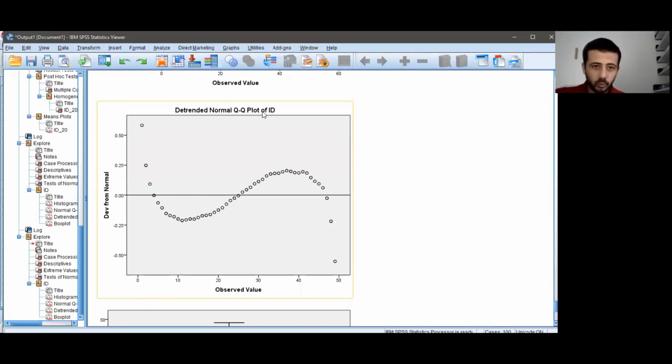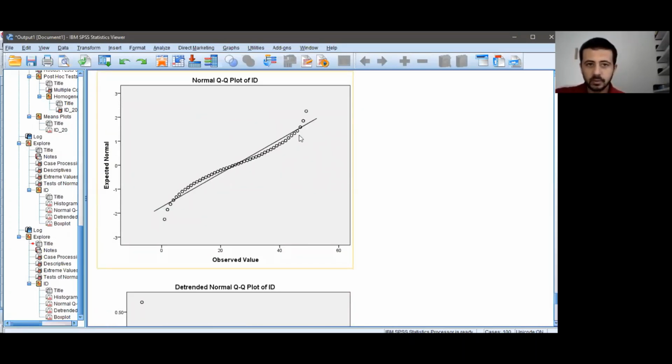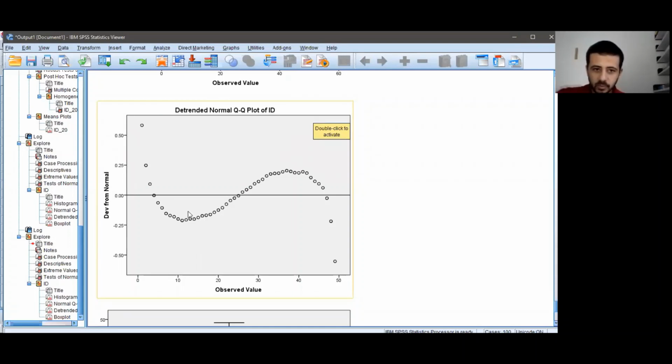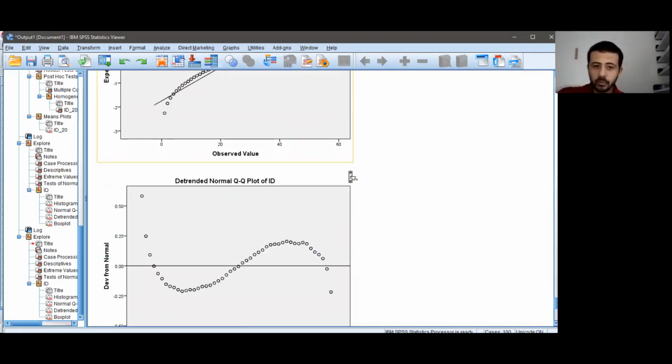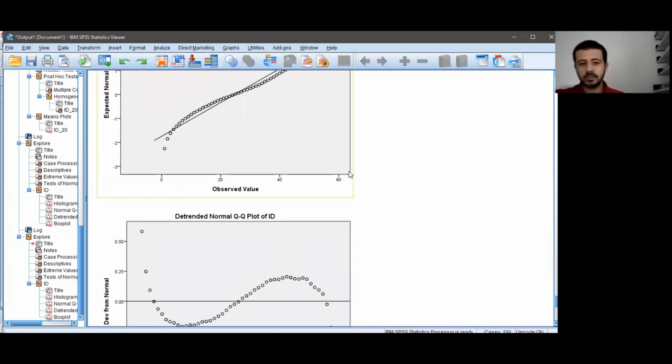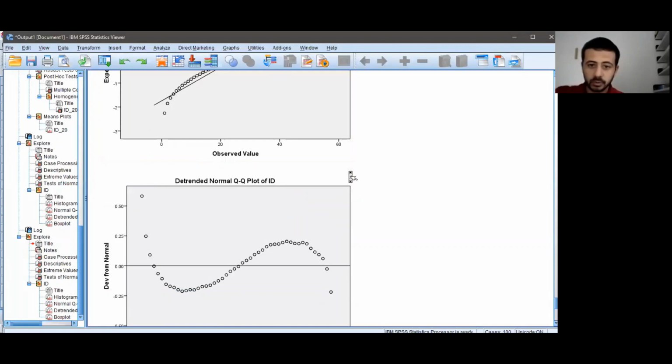The detrended normal QQ plot. This is called the normal QQ plot, and here we need the line to be hugging the points. In here, we do not need it to be like this. We need it to be moving like zigzag around the line. Those are okay. If you just look at the QQ, you will assume we have normal distribution, because they actually look like a normal distribution, but we actually don't have normal distribution.